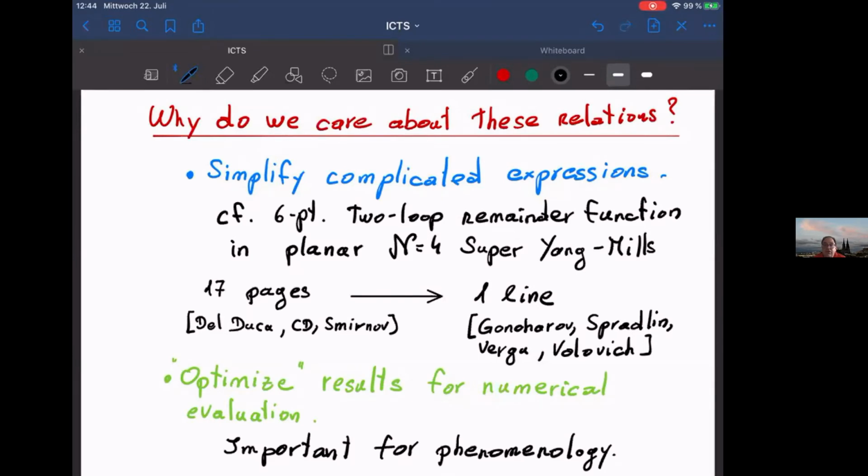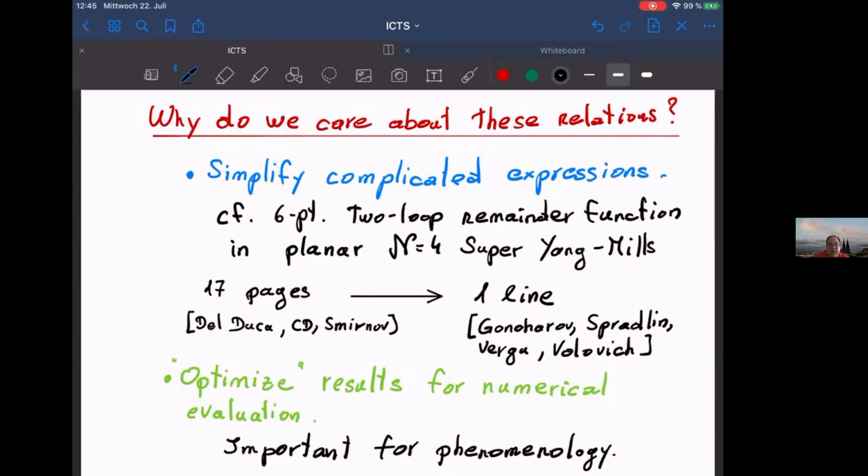And so it's not just about finding little identities among polylogs, it's really that by using this technology, you can dramatically simplify certain expressions. Like, for example, this remainder function was simplified from 17 pages down to one line. And if you want to understand the structure of the function, of course, if you have 17 pages, it's very hard. If you have one line, then there's something you can do. So this is very useful if you manage to simplify expressions in this way. However, it's not just for the beauty of it, right?